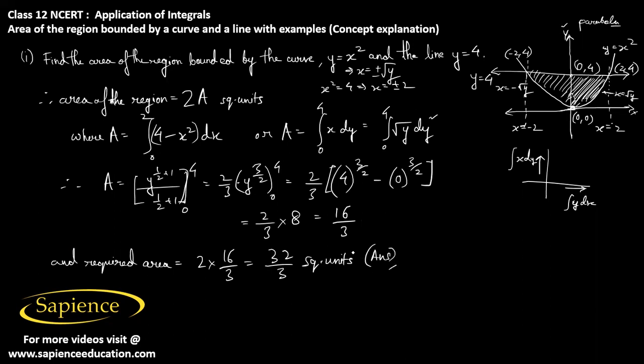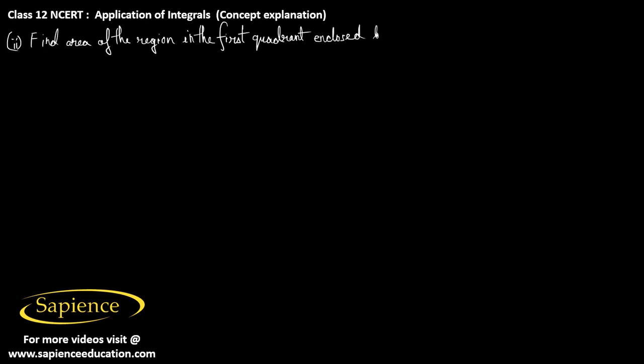And in the same way, we can do one more example. Suppose it is asked to find the area of the region in the first quadrant enclosed by the x-axis, the line y equal to x, and the circle x square plus y square equal to 32.